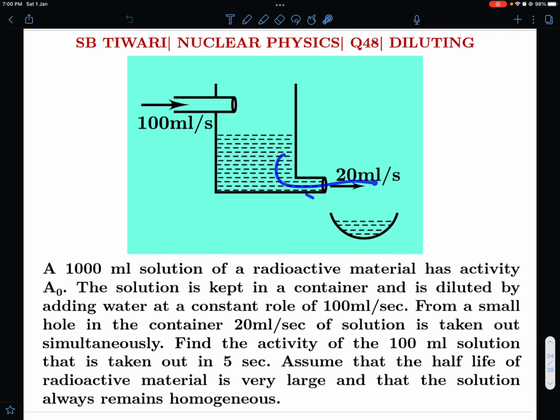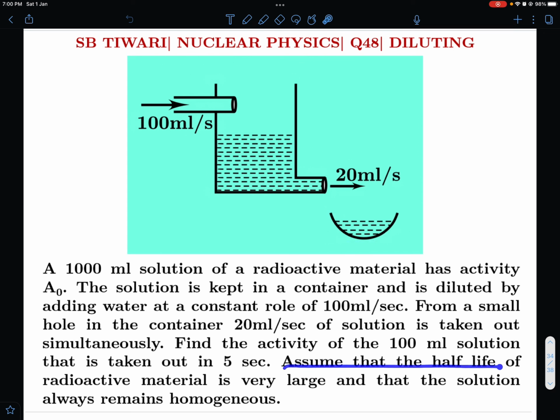At the same time, we are also draining out the solution, which is 20 milliliter per second. Of course this is pure water that is being added, while this is radioactive solution that is coming out. From a small hole in the container, 20 milliliter per second of solution is taken out. Find the activity of 100 milliliter of solution that is taken out in 5 seconds. So obviously in 5 seconds 100 ml will be out in this bowl, and we have to find the activity of the solution in the bowl.